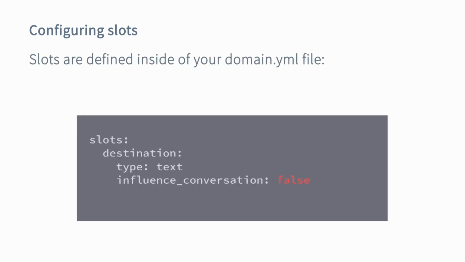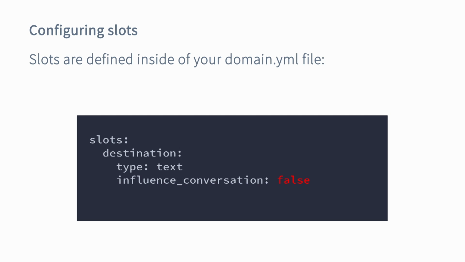You have to define your slots in a domain.yaml file of your assistant and provide the following information. You have to provide the slot name, the slot type, and additional configurations. We will cover slot types and additional configurations later on in this episode.